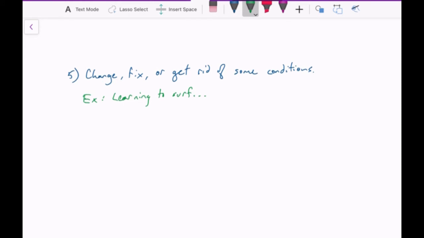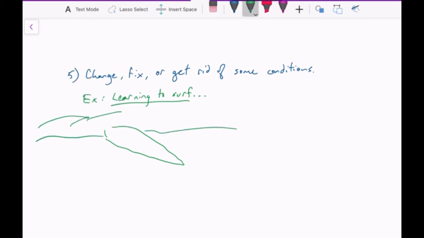We can change, fix, or get rid of some conditions of the original problem, and that'll help us solve the harder problem. For example, I'm using this idea of learning to surf. Plenty of people just go out and learn to surf, but what you probably do, especially if you take lessons, pretend this is a surfboard, you wouldn't take this out to the waves right away. You would do this on the sand first, and you'd learn how to stand up on the board. You'd learn how to lay down and jump up really quick and try to balance on the board. Then you'd take it out to the ocean.